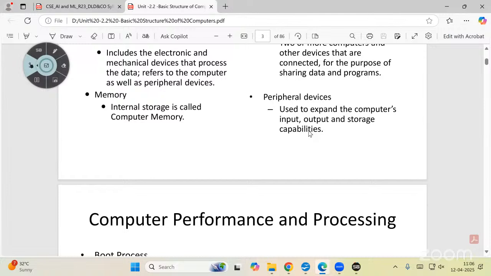Computer and hardware. What is hardware? Electronic chips and mouse, keypad. The keypad also has IC circuits, electronic circuits. Okay, that is the hardware.